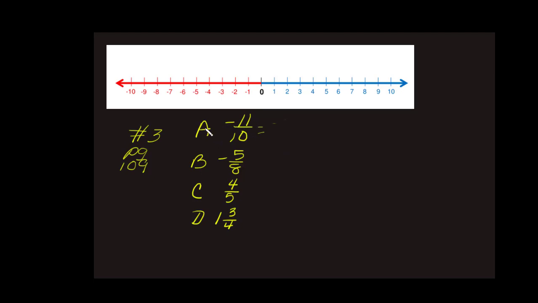So we start off with A, and it's negative 11 tenths, and that's an improper fraction. So before we can begin to solve that, we have to turn it into a mixed number. So I'm going to do that now. 10 goes into 11 one time, and we have 1 left over. And just bring my denominator back over. So negative 11 tenths is equal to negative 1 1/10.